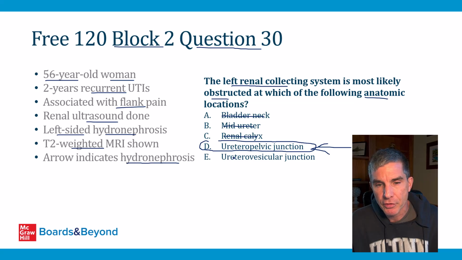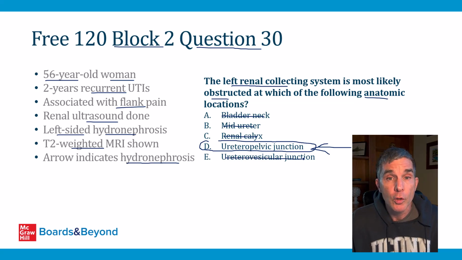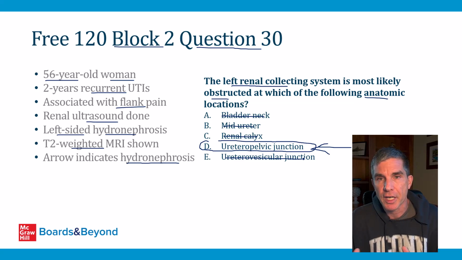And then finally, answer choice E is the ureterovesicular junction. This is the name for where the ureter meets the bladder. If this were the site of obstruction, then the ureter on the left side would be dilated, but it's not. It's normal. It's identical appearing compared to the right side.